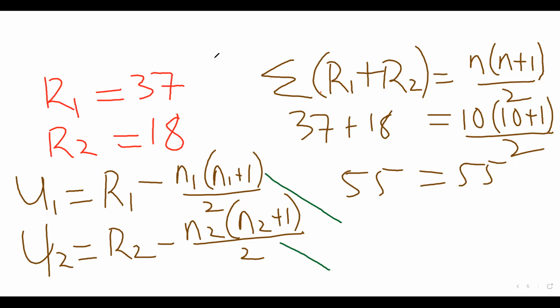So you write your 37 minus N1. Go and check the first group. The sample size there was what? Who can tell me? The sample size in the first group, what was that? The sample size. Excellent. That's 5.